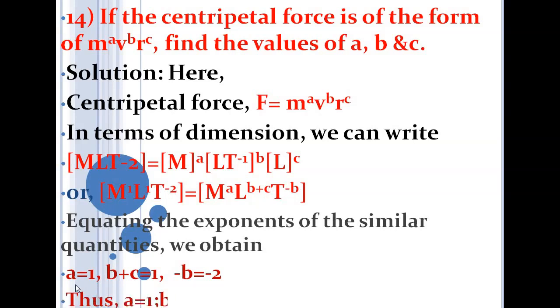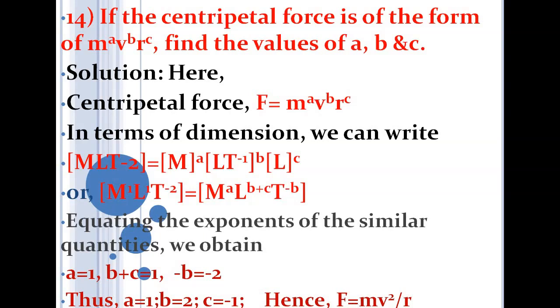Then a is already got the values, minus b equals to minus 2, that means b equals to 2. Replace in the b plus c, you will get c equals to minus 1, and these are the values of a, b, c. If we need the physical relation, just replace the values of a, b, c in this equation. F equals to m to the power a, v to the power b, and r to the power c, will get released as F equals to m v square by r as a centripetal force.